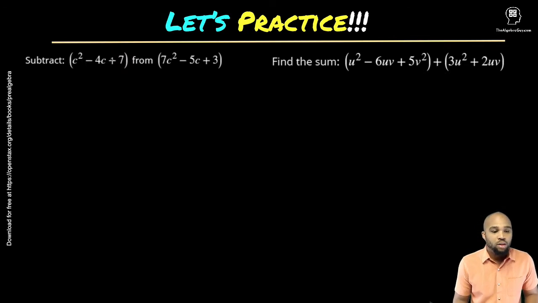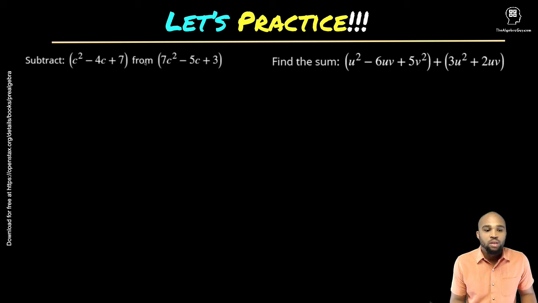All right, let's continue this. Now, what if it's set up this way? C squared minus 4c plus 7 from this. Now, this is confusing a little bit because you're used to saying, let's take this and say minus the first one. But this one, you're going to have to reverse it because we're subtracting this portion away from this piece here. So I'm going to have to start with this.